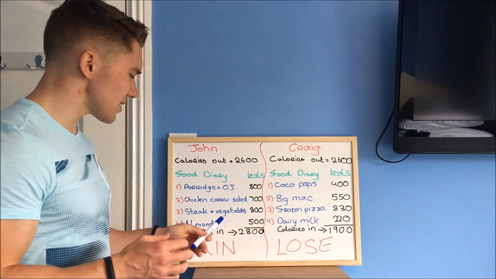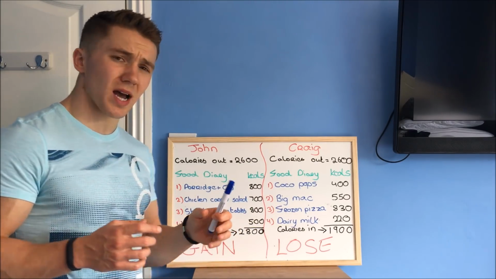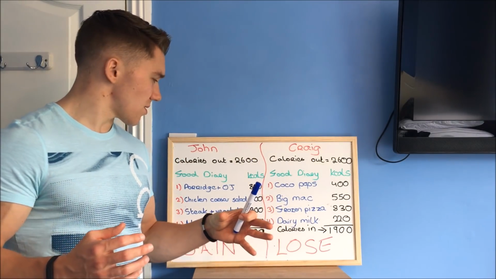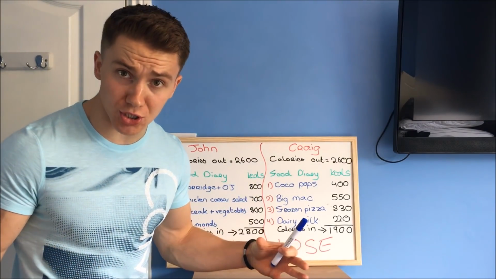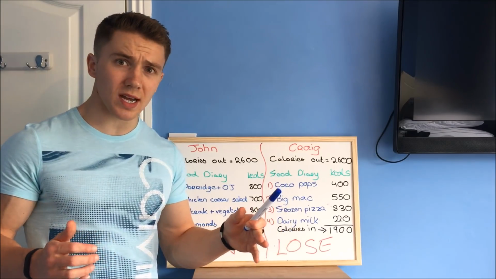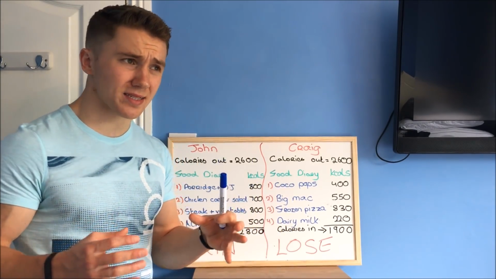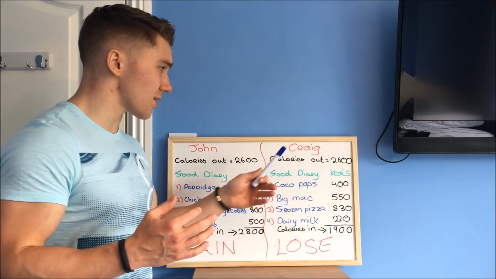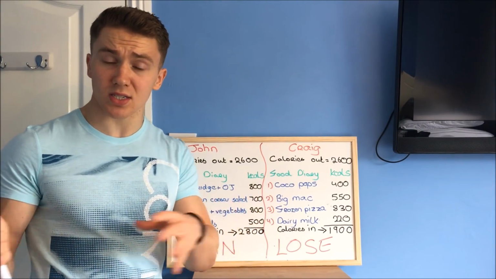So, John is actually consuming more calories than he's burning. So, calories in is greater than calories out. Therefore, John is actually going to gain weight with his healthy eating approach. So let's have a look at Craig. His typical daily intake comes to 1,900 calories. That's 700 calories less than he burns on a typical day. Therefore, with Craig's approach, he is actually going to achieve his weight loss goal.